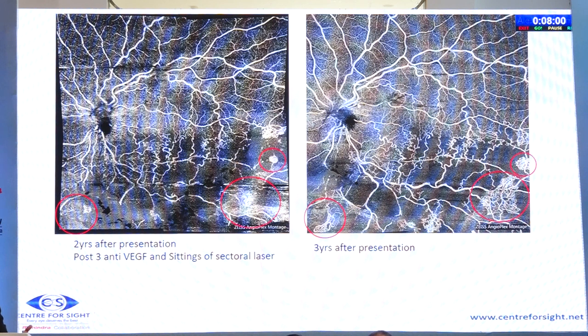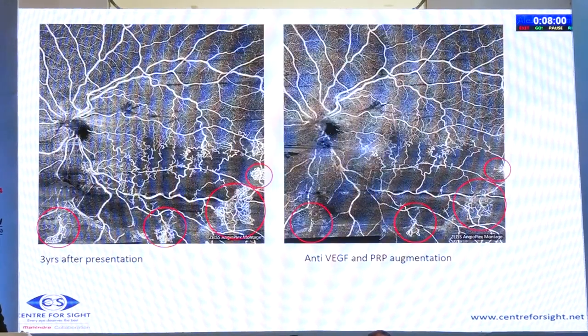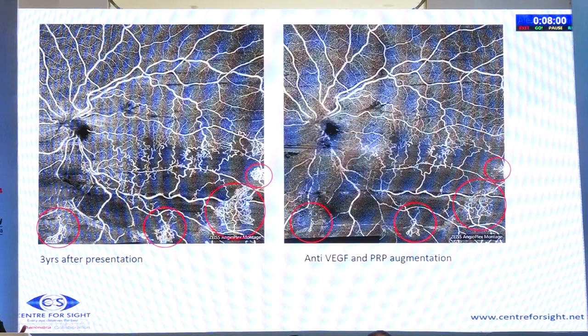So after 1 year, we again did a serial OCTA, and what we saw was the NVE patches are still going up. There was this bunch of NVE, there are multiple areas of NVE. This time again she was advised PRP and PRP augmentation and anti-VEGF. This time she did undergo anti-VEGF and PRP, and this is how you can see the NVEs have regressed.